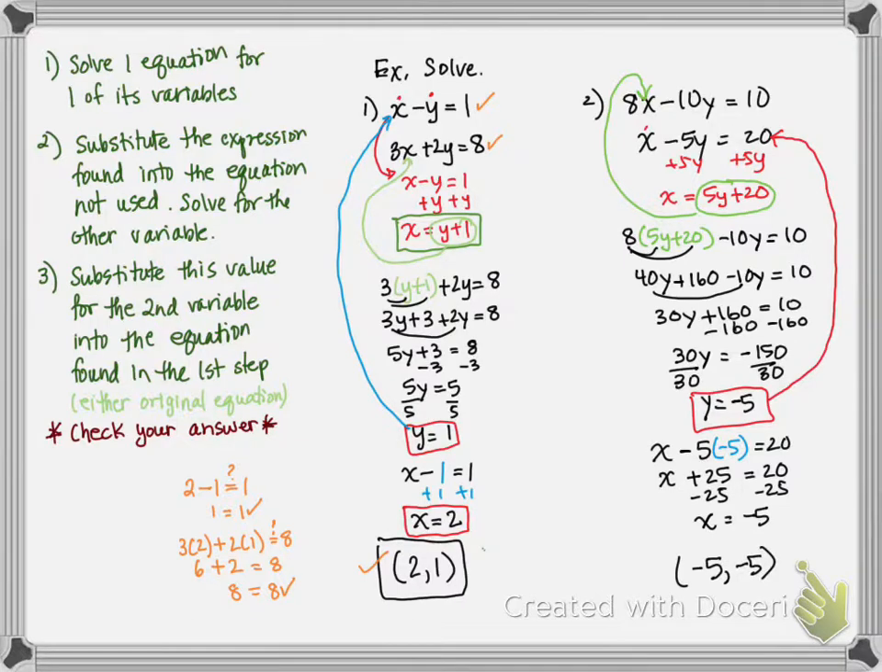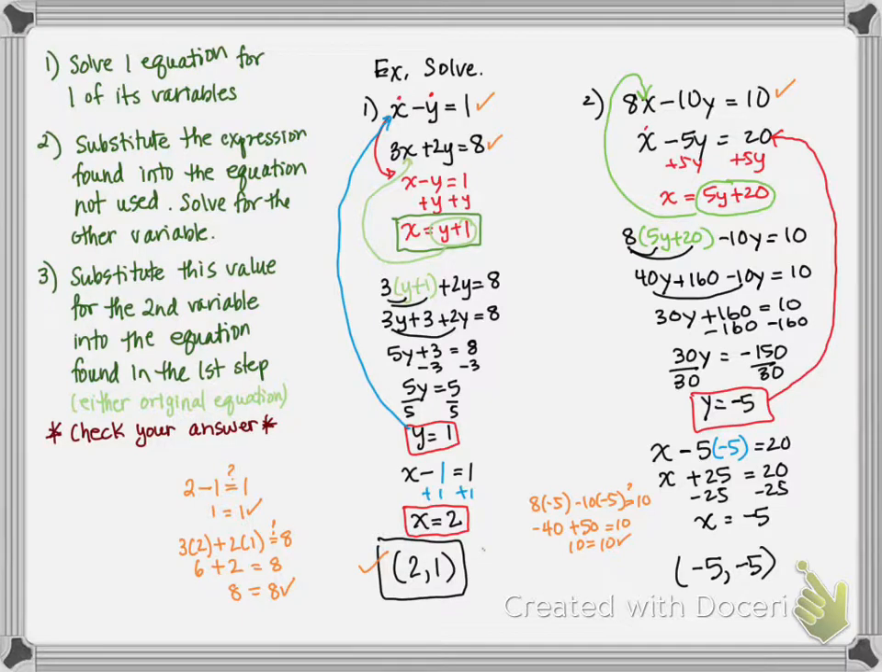Okay, so we're going to check both equations. 8 times negative 5 minus 10 times negative 5. Does that give me 10? So let's see, I get negative 40, two negatives make a positive, I get a 50. And I get 10 equals 10. So it satisfies the top equation.